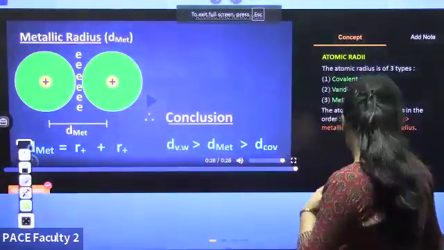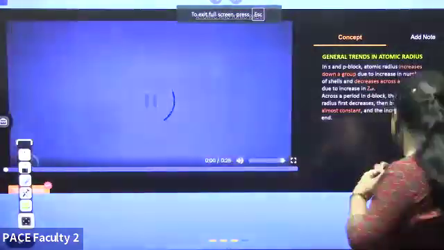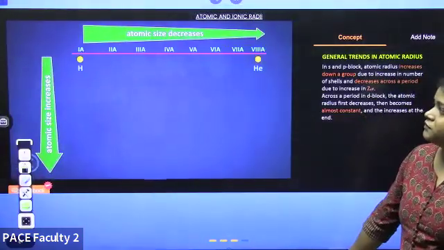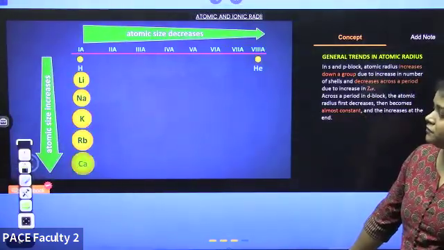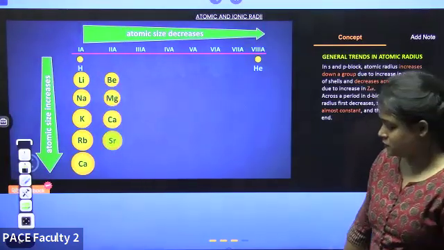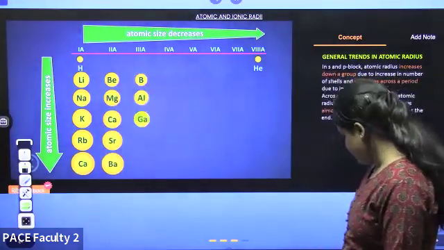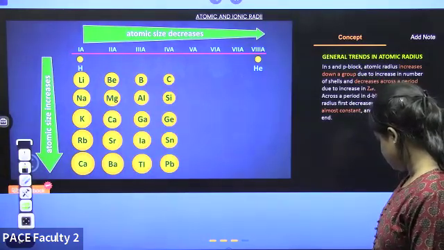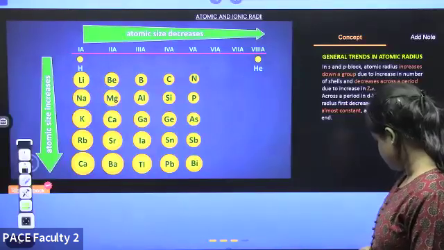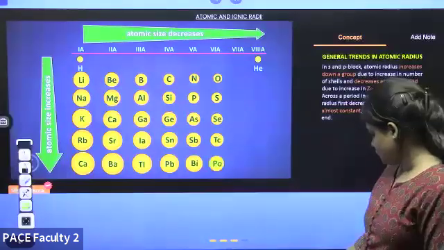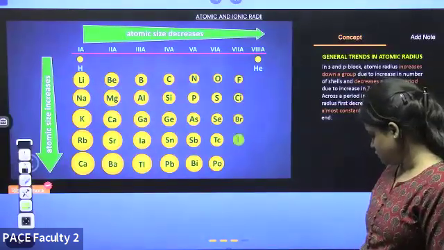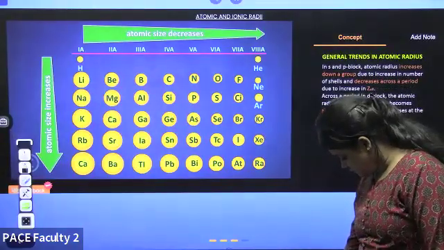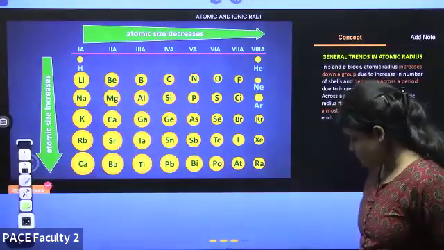Moving on. About the general trends in atomic radius. In S and P block, atomic radius increases down a group with the increase in number of shells and decreases across a period due to increase in effective nuclear charge. Across the transition elements, atomic radius decreases, then becomes almost constant and then increases at the end.